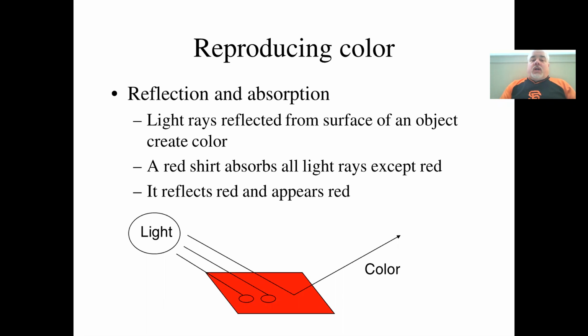reflection color. Light rays reflected from any surface or object create color. It's the interaction of white light coming from an artificial light bulb or other artificial light source, or the sun. It has all of the different colors, or many of them, and when that light reflects off of a surface, it interacts with that surface and the pigments on that surface, and it reflects some of that light, it absorbs some of that light, and we perceive that as color.